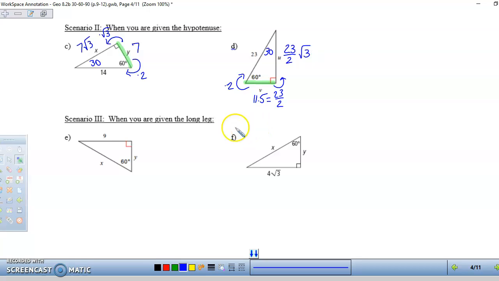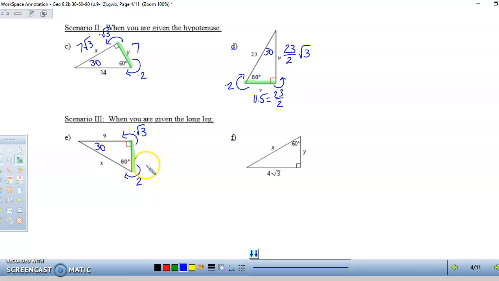Okay, last scenario. Again, there's a 60 in there. I'm going to write the 30 here. Again, the short side is across from the 30. The hypotenuse is across from the right angle. So this is the hypotenuse. And here, I don't have a variable or a length on either one of these, so I can't really start with this. I will have to start over here, but that's times root 3.